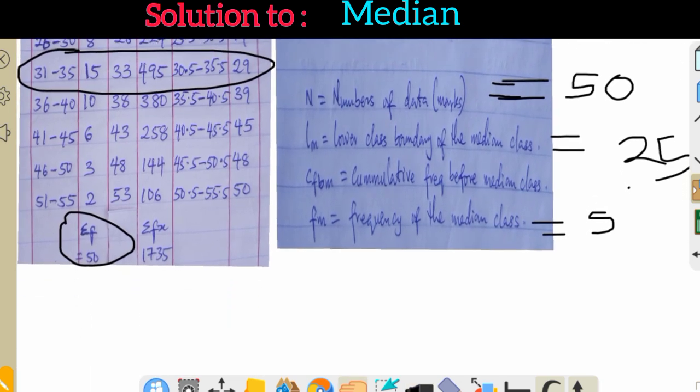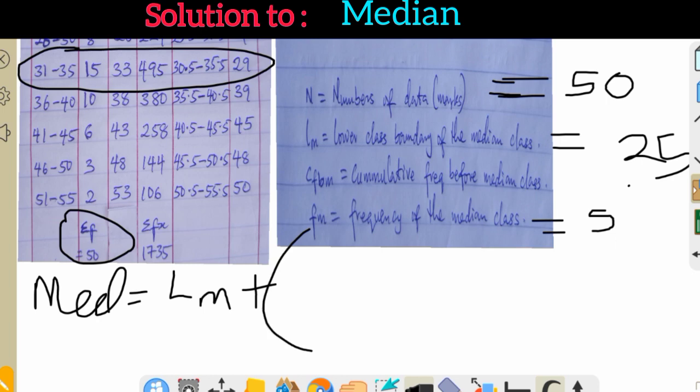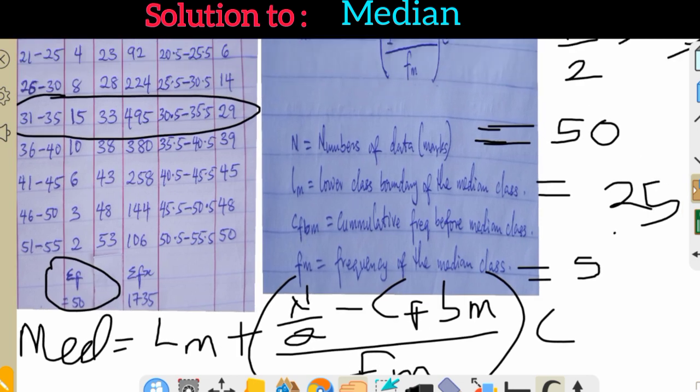We have known our formula. We may still have to scroll back again. So now let's go. We have said the formula for the median is: Median equals the lower class boundary of the median class, plus, in brackets, n over 2, then minus the cumulative frequency before the median class, all over the frequency of the median class, close bracket, times the class interval.